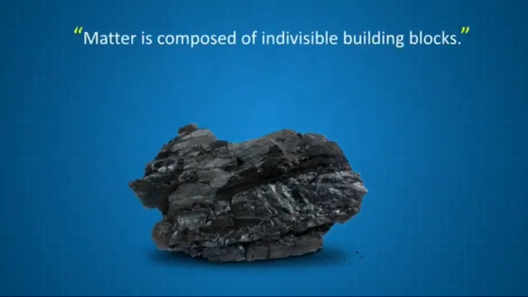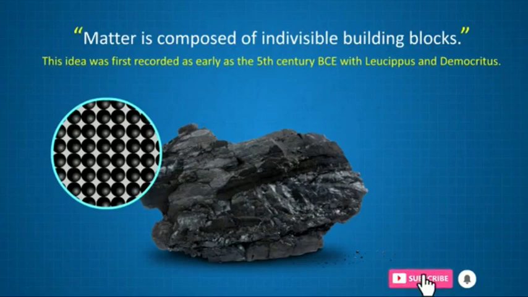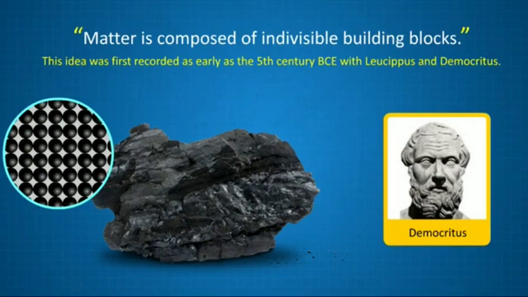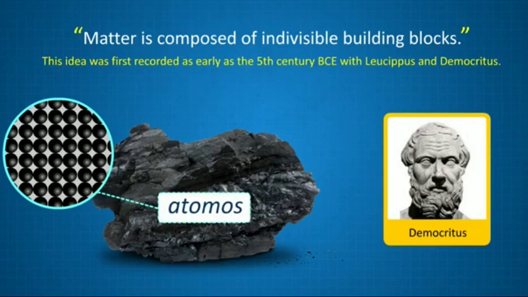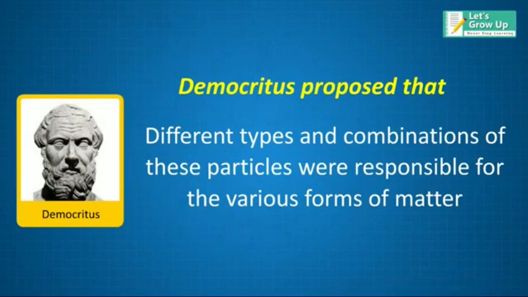Matter is composed of indivisible building blocks. This idea was first recorded as early as the 5th century BCE with Leucippus and Democritus. The Greeks called these particles atomos, meaning indivisible, and the modern word atom is derived from this term. Democritus proposed that different types and combinations of these particles were responsible for the various forms of matter. However, these ideas were largely ignored at the time.